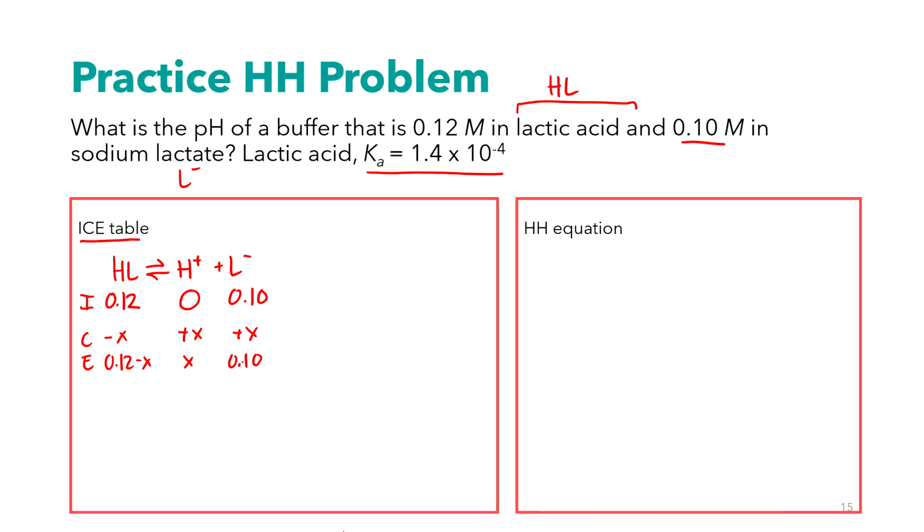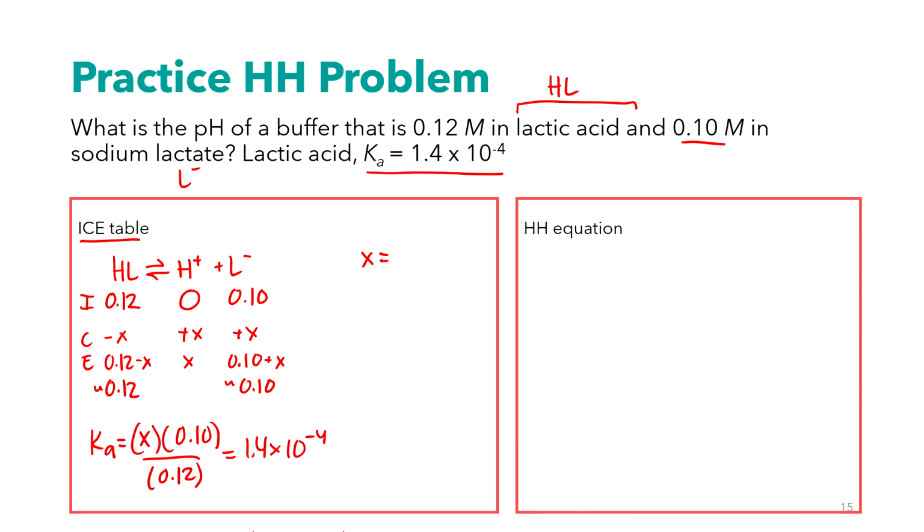And I'm going to use my assumption, which again I think is good because these are pretty large concentrations, relatively speaking. Okay, so Ka equals X times 0.10 divided by 0.12. We're given that value, that's 1.4 times 10 to the negative fourth. I can solve for X, and X equals 1.68 times 10 to the negative fourth. That is my H plus concentration in molarity. I put it into the negative log: pH equals the negative log of that value. The pH of this solution is 3.77.